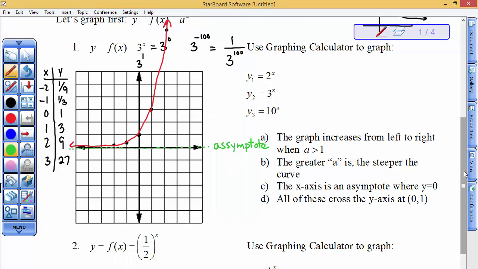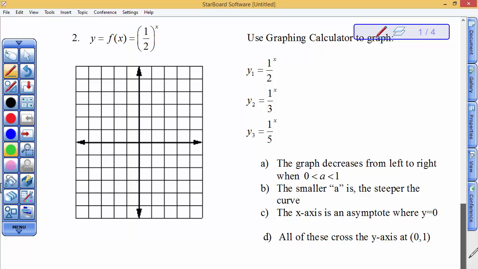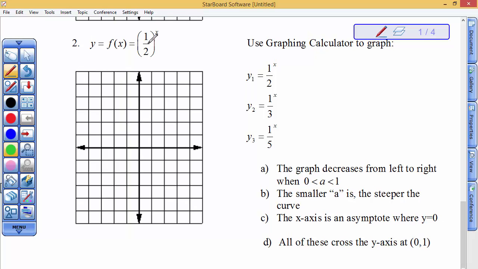All right, let's look at when the base is not a 2, a 3, a 10. In other words, not bigger than 1. Now I'm going to look at this where the base is between 0 and 1. It will never be less than 0. So a half, a third, a fifth, always a fractional base. So let's do this one by hand.